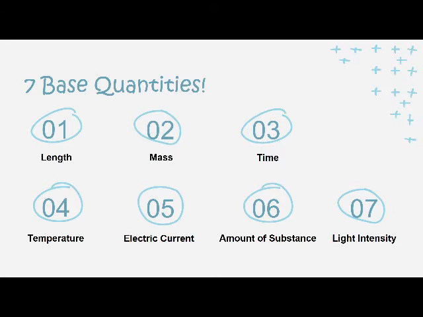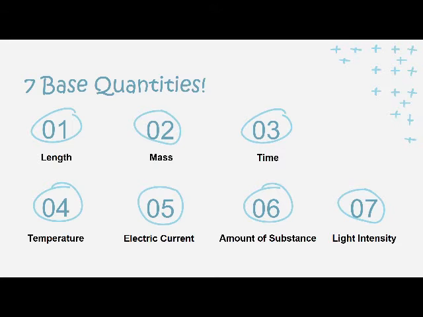And then temperature. The basic quantity of temperature has a unit called Kelvin. Temperature is an indicator of the degree of heat of an object. The higher the temperature of an object, the hotter it is. Kelvin is a temperature scale in the international system.